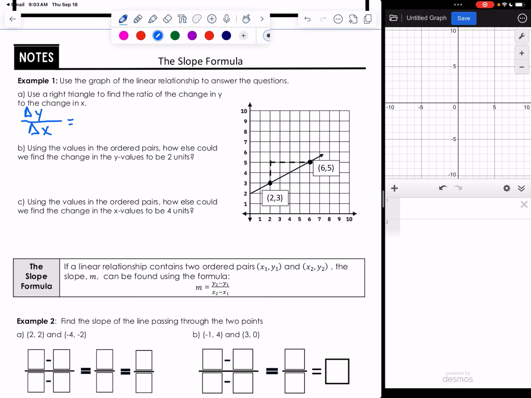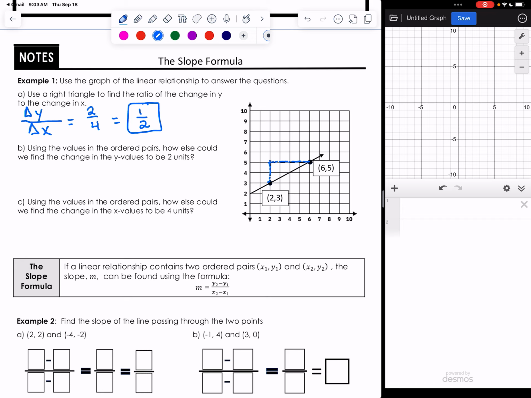Now, we're going to use the right triangle shown here to get the change in y, and I want you to notice that we're starting at 3 and going up to 5 on the y-axis, so that is 2 units. And the change in x, we are going from x equals 2 all the way over to x equals 6, so 1, 2, 3, 4. That is 4 units. Now, if we reduce that, we would reduce it to 1/2. So our ratio of the change in y to the change in x is 1/2.